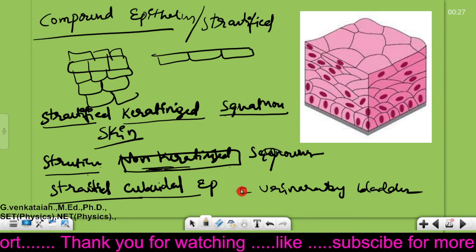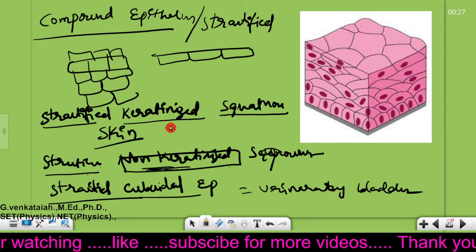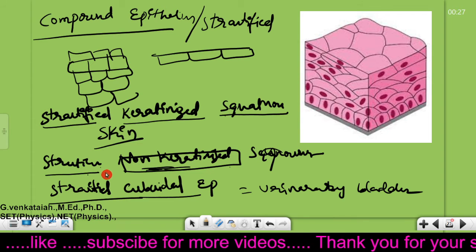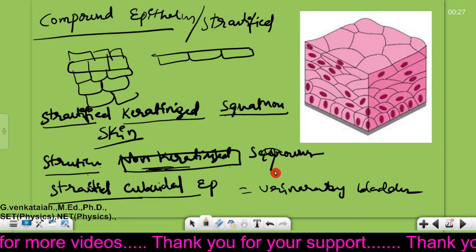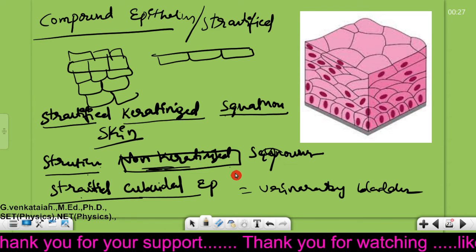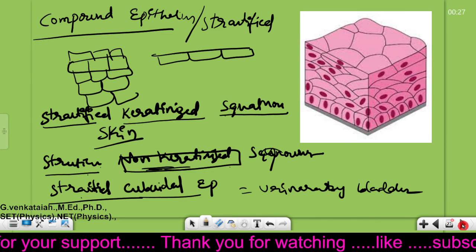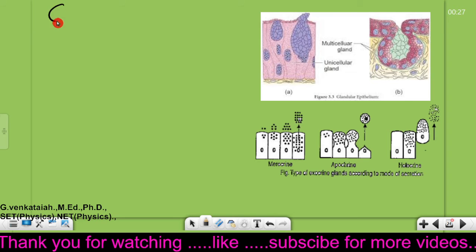Okay, such type of cells. So compound epithelium tissue: stratified keratinized squamous epithelial, stratified non-keratinized, and stratified cuboidal epithelium tissue. Now the third one, glandular epithelial tissue.